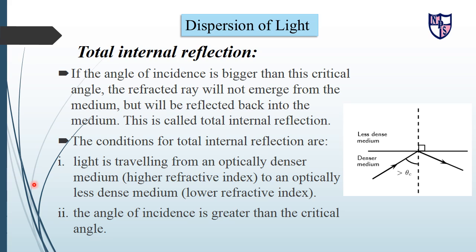In the picture we can see the light is not emerged, but it is reflected back, because the angle in the denser medium is greater than the critical angle. It is not emerged but it is reflected back. This is called total internal reflection.